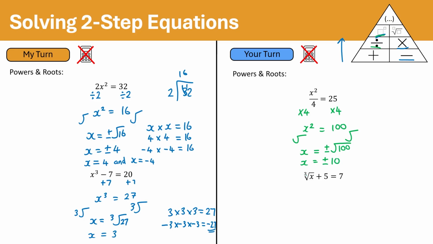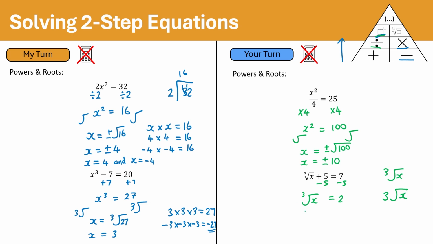In the second example, we have the cube root of x add 5 is equal to 7. I'll subtract 5 from both sides first. That's going to leave me with the cube root of x is equal to 2. Just be careful because the cube root of x is different to 3 multiplied by root x. They are not the same thing.